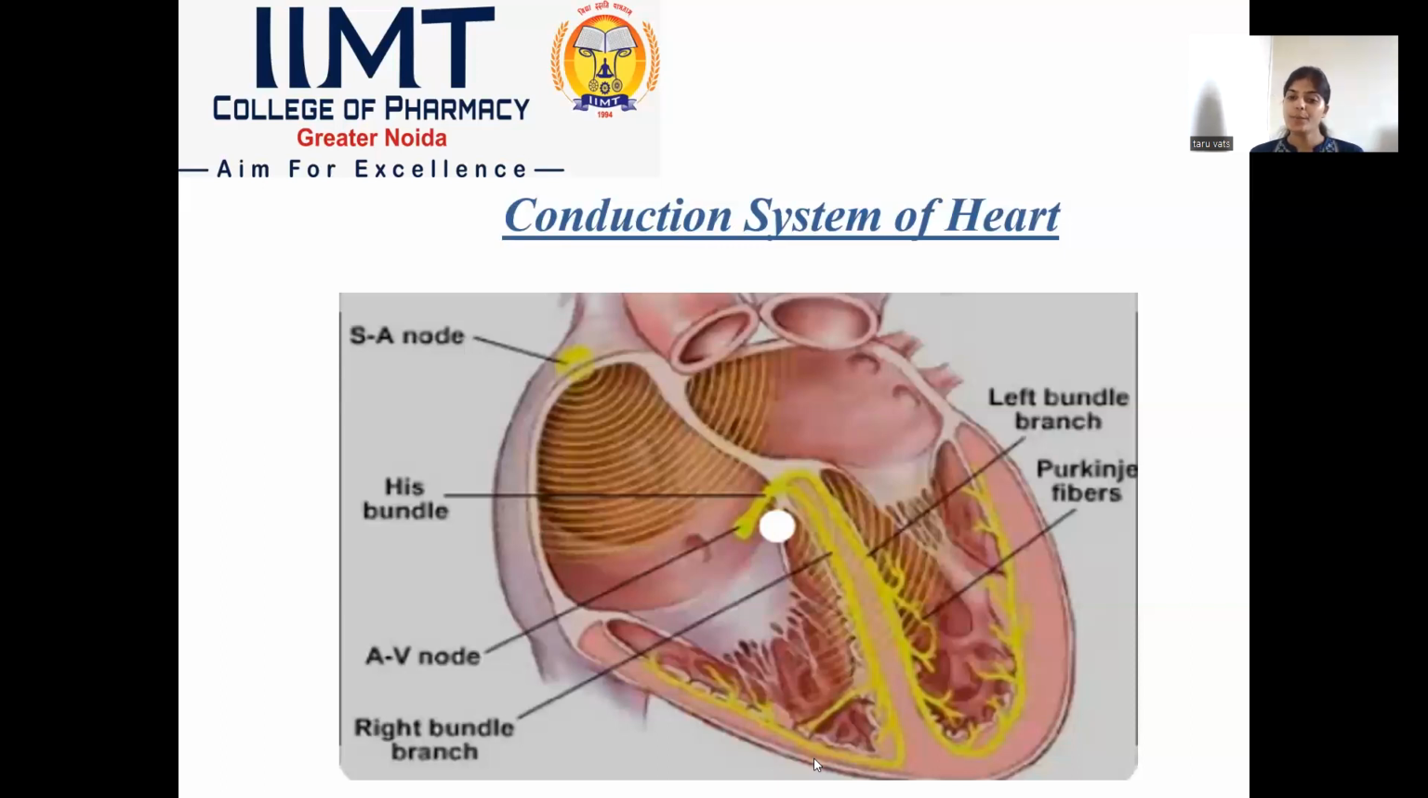The origin of impulses for cardiac contraction is at the sinoatrial node. It is present at the opening of the superior vena cava into the right atrium.